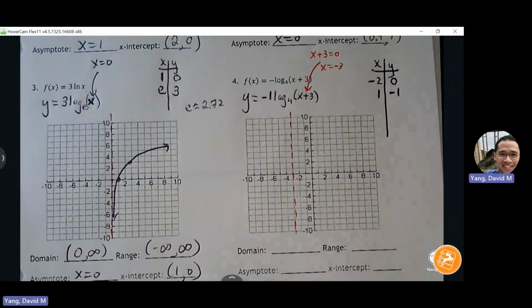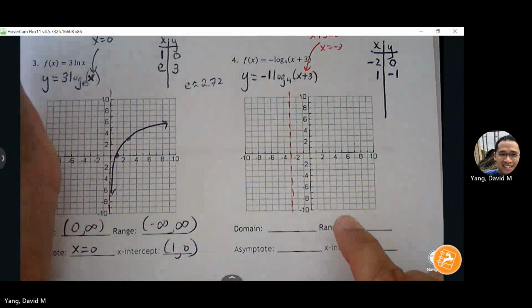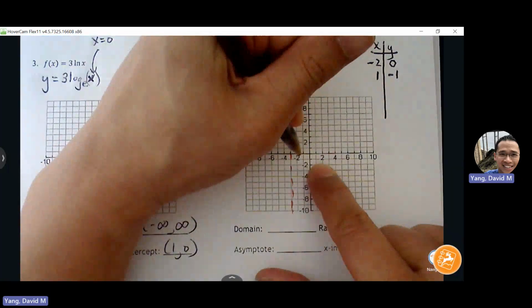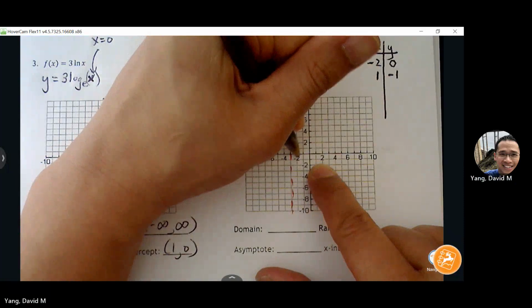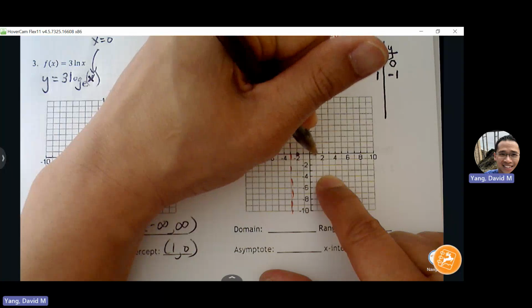If you can take advantage of those two properties and understand how they work, your ordered pairs are really all you need to help get your graph going. This one's decaying. Yep, this graph is going to be falling. So negative 2, 0. And 1, negative 1.